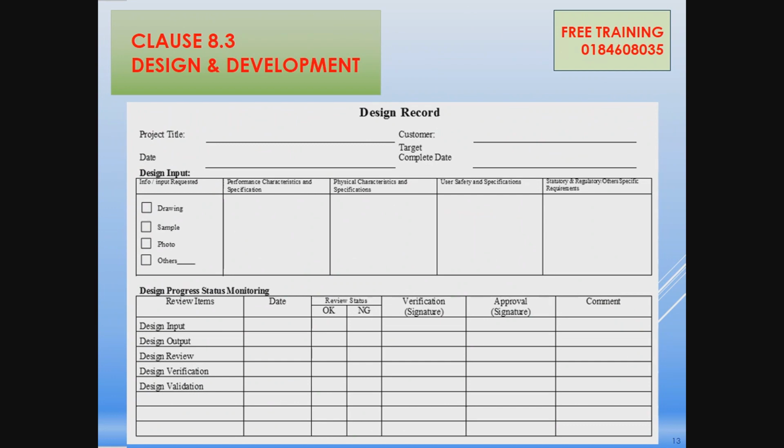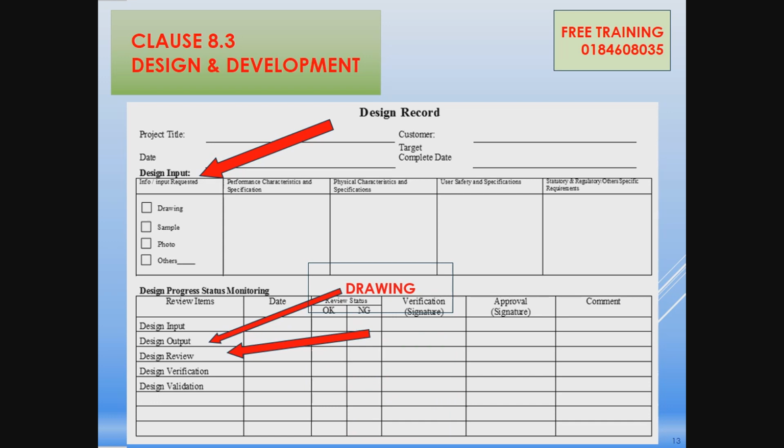This is the design record. You have the design input. You have to fill in what your input is so that next time it is easy to trace back, whether it is a drawing from the customer, a sample from the customer, a photo, or input you get from the website. Also consider that as input. Design output is your complete drawing. So you fill in when your complete drawing is done.